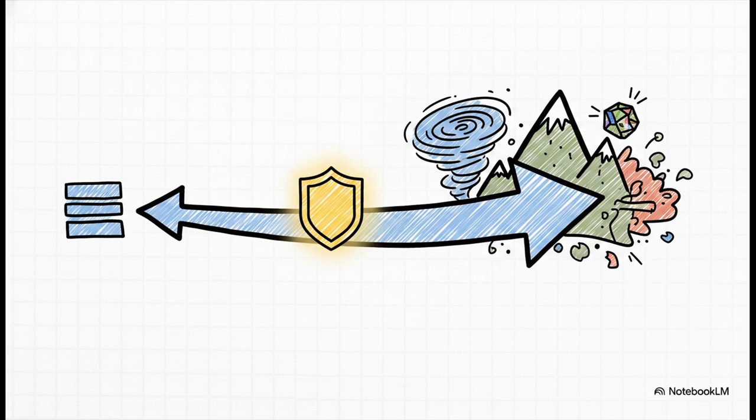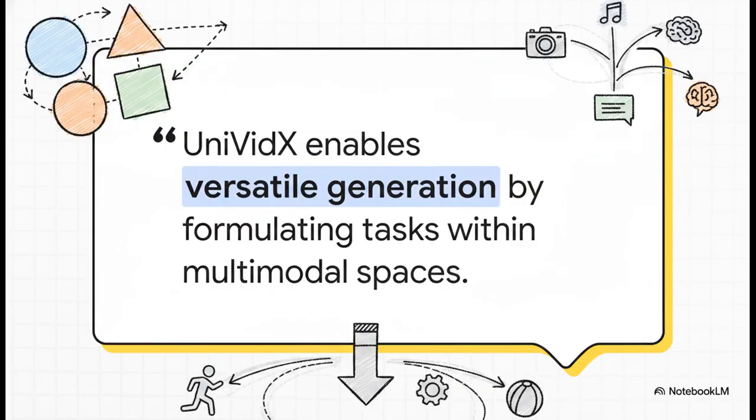Simply put, you can throw totally unpredictable in-the-wild videos at it, things it has literally never seen before, and it still performs exceptionally well. There's a quote from the paper that I think perfectly wraps up the core breakthrough we've been exploring today. They state that UniVidX enables versatile video generation by formulating diverse tasks as conditional generation problems within multimodal spaces. By stepping back and viewing these diverse tasks not as isolated problems but as interconnected pieces within a shared space, they've unlocked a completely new paradigm for video generation. It's flexible, it's consistent, and it's incredibly efficient.